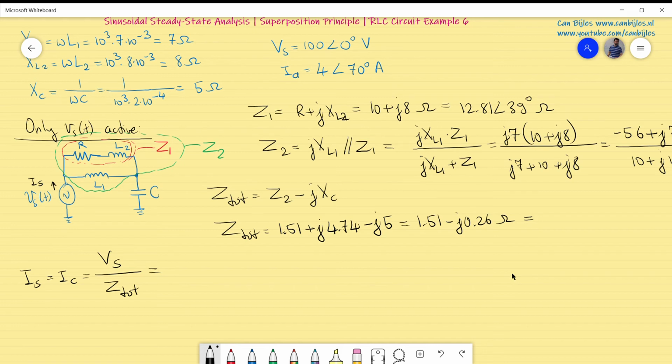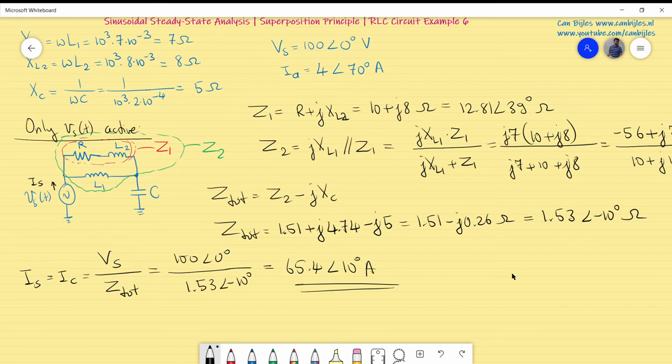So what is the representation of the Z total in the polar representation? That will be 1.53, and the phase will be minus 10 degrees, and of course in ohms. Okay, let's move on. That will be 100 phase 0 degrees divided by 1.53 phase minus 10 degrees, and this will result in 65.4 phase plus 10 degrees, and this is the value of the capacitor current due to Vs only. So the effect of Vs only will result in this capacitor current.